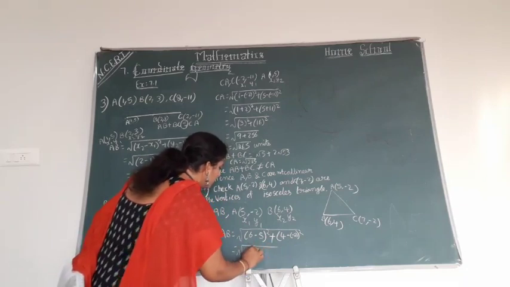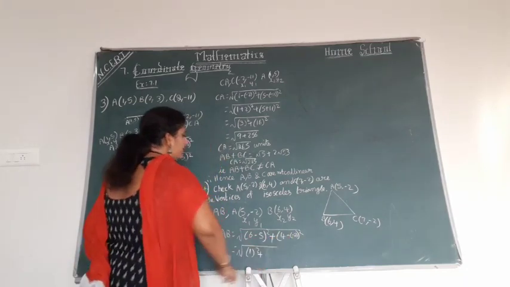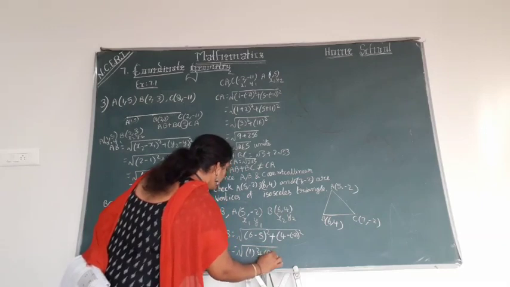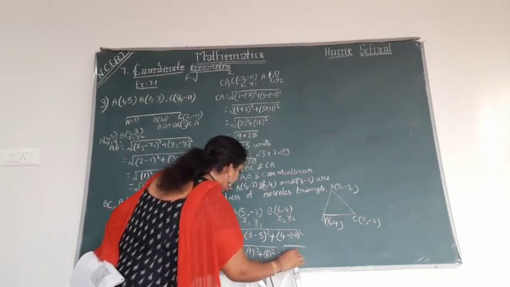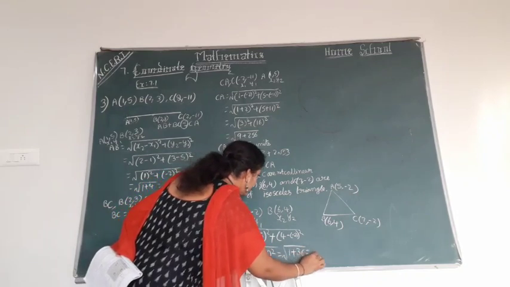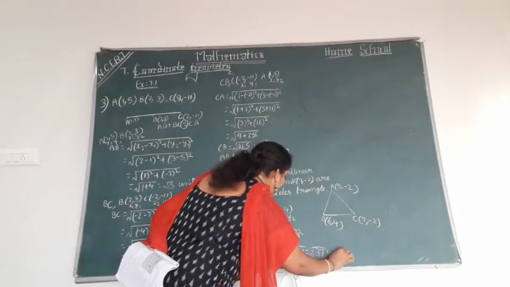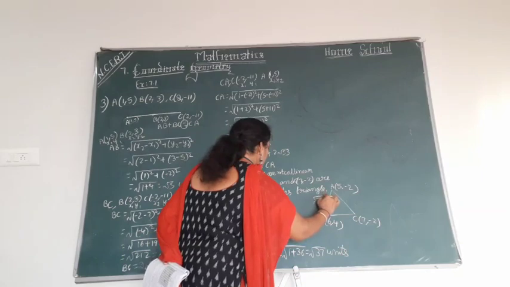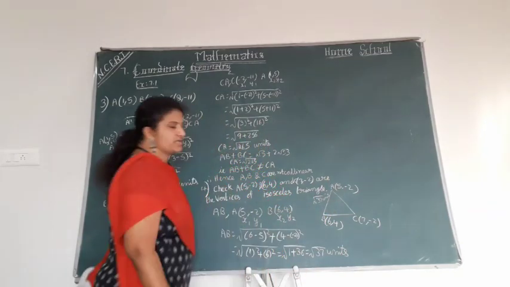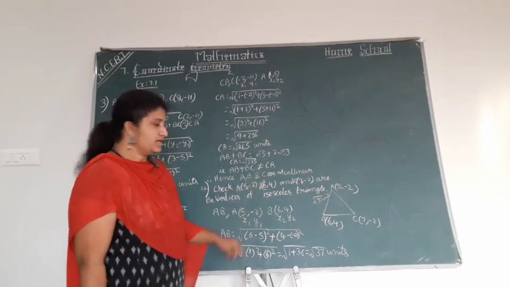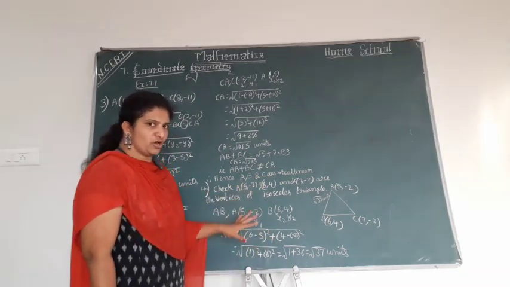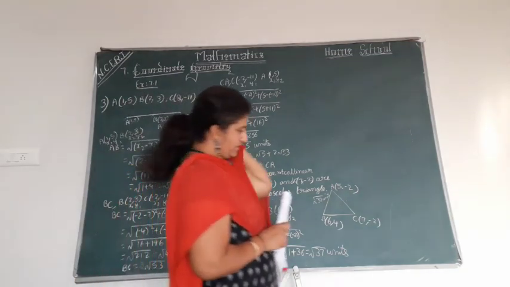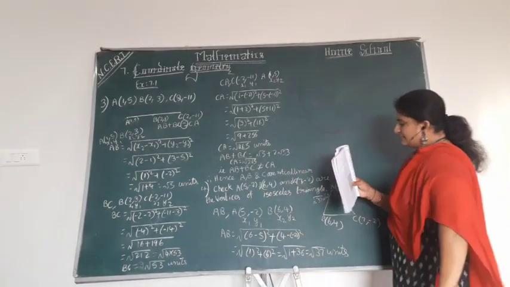6 minus 5 will be 1 whole square, and this will be minus into minus plus, 4 plus 2 will be 6 whole square. That is equal to 1 plus 36. 1 plus 36 will be 37 units. What is your distance of AB? That is square root of 37 units. If you find any other side with the same value, then you can directly stop there and say the vertices make an isosceles triangle. Let's go with the next one. What's your next side here? BC.